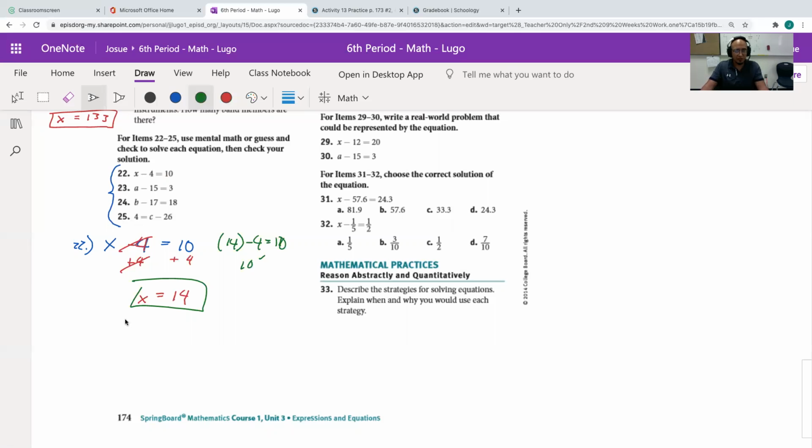Look at something like 25. Again, it's on the other side, but let's just do the same process. 4 is equal to c minus 26, right? Let's isolate the c. Let's put the c by itself. Even though it's here on the right side, let's isolate it. The opposite of subtracting 26 is to add 26, right? But whatever I do to one side, I must do to the other, right? So c will equal whatever 26 plus 4 is, which is equal to 30.